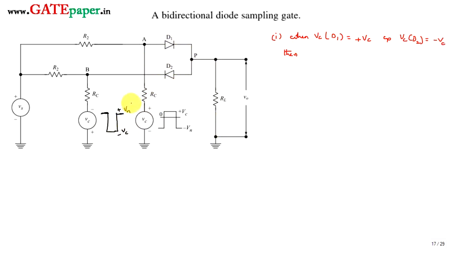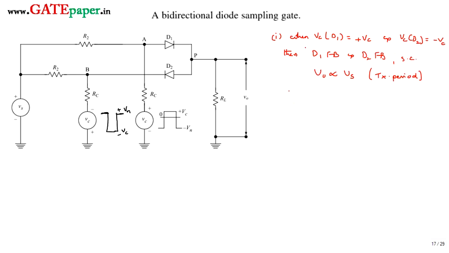Both the voltages are the same, as you can observe. So D1 is forward biased and D2 is also forward biased. Both the diodes are forward biased by the same amount, so they act as short circuits. When they act as short circuits, V0 is proportional to Vs. This is called the transmission period. During the transmission period, V0 is proportional to Vs.